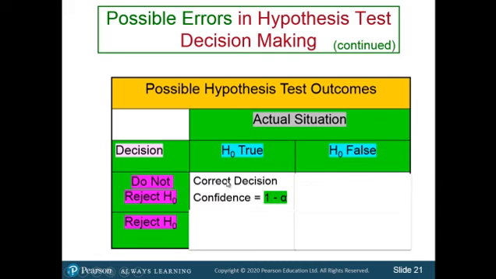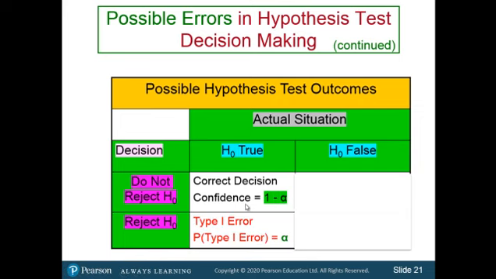We make a correct decision when we do not reject a true null. When, in the actual situation, the null is true and we do not reject the null, we have made a correct decision. Confidence is equal to 1 minus alpha.